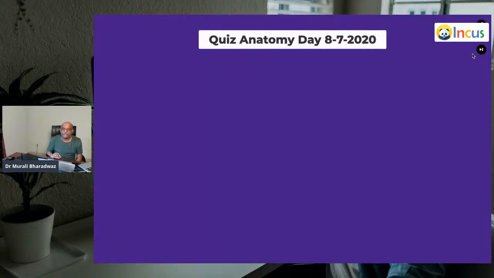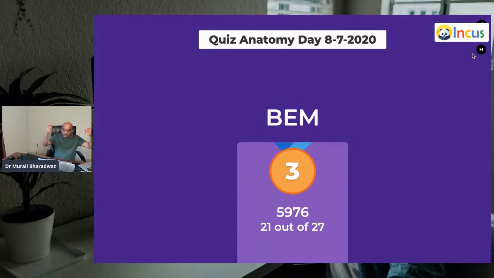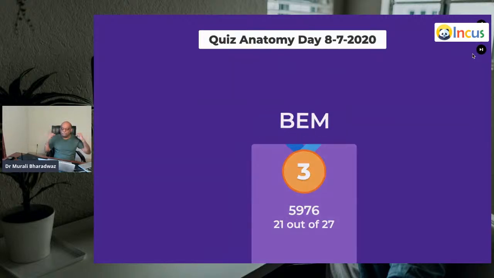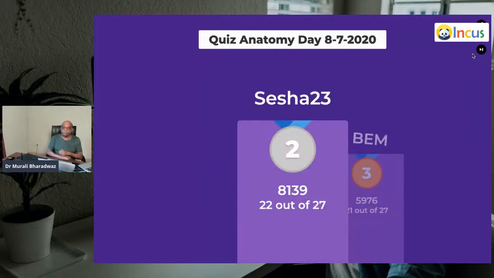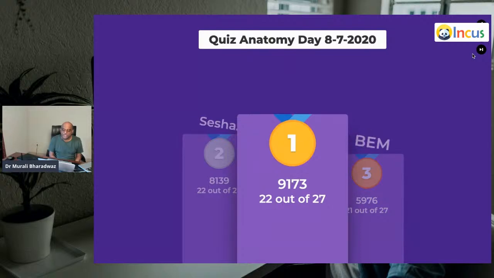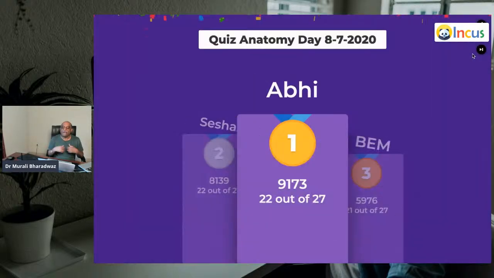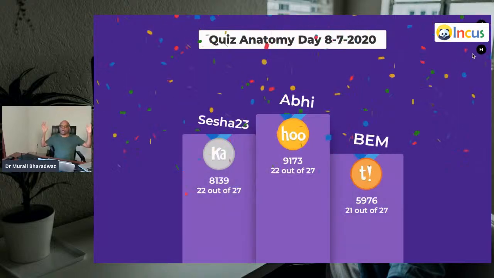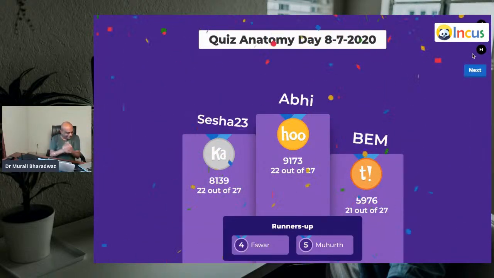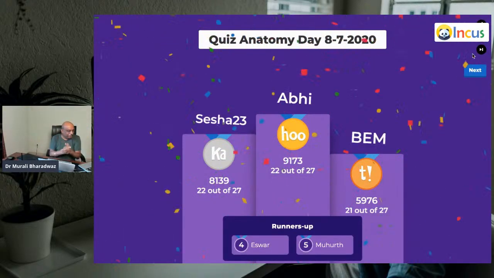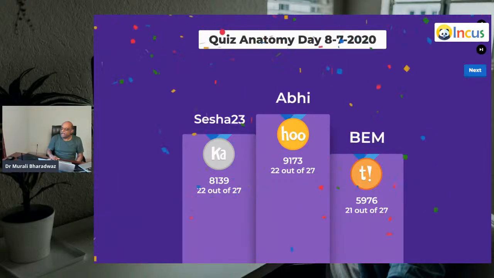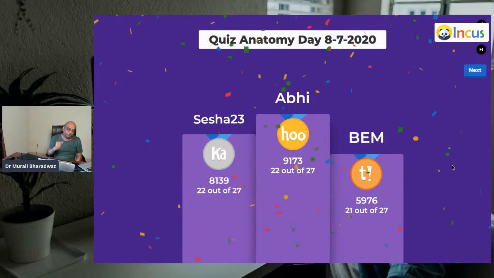So, finally comes the award gallery. Bem is boom, boom, boom in position 3. Sesha is in position 2. And now Abhi is on the top. Very good. So start a great day in full inspiration.